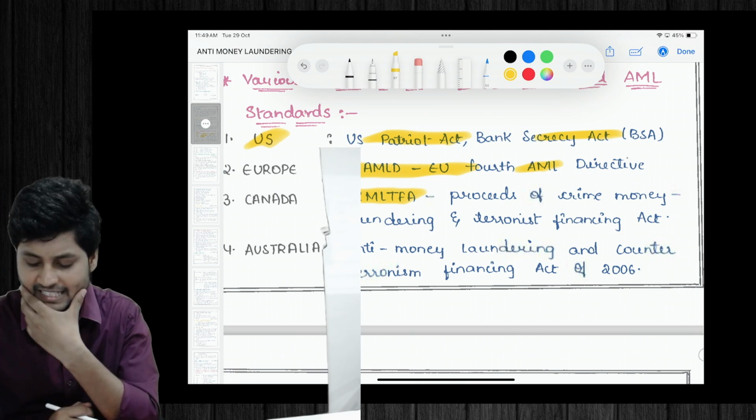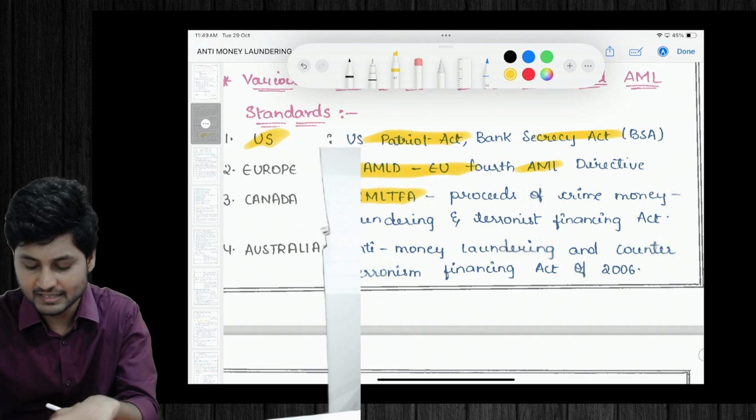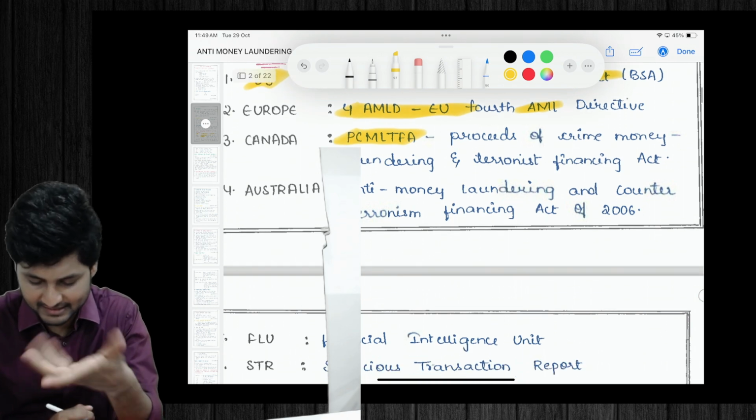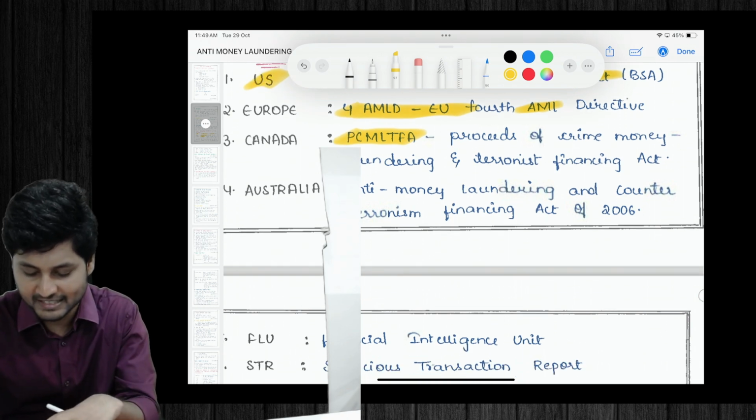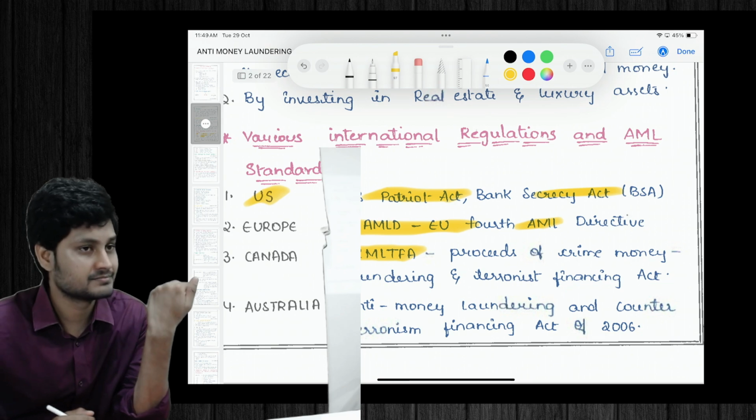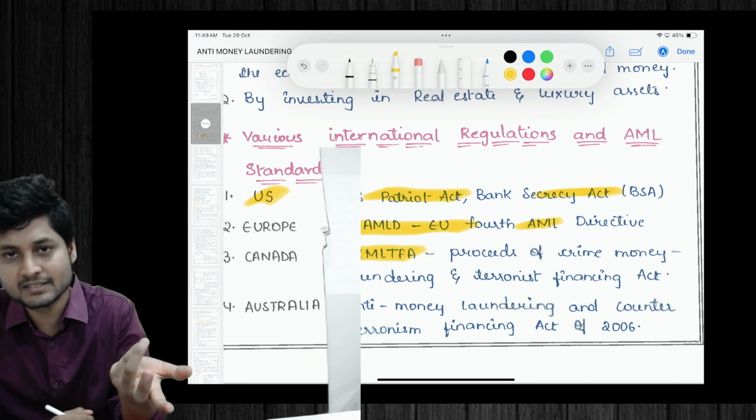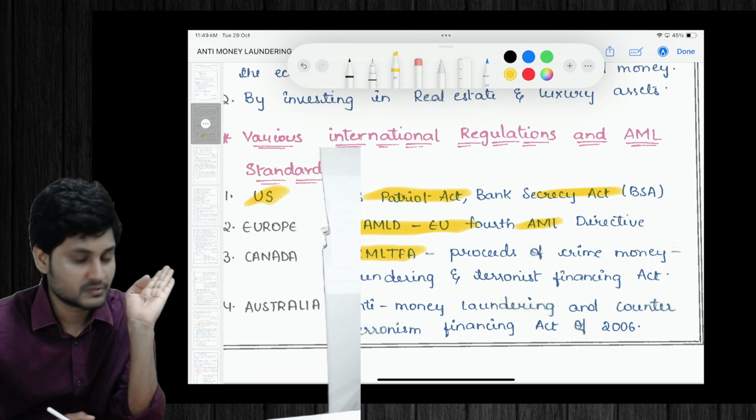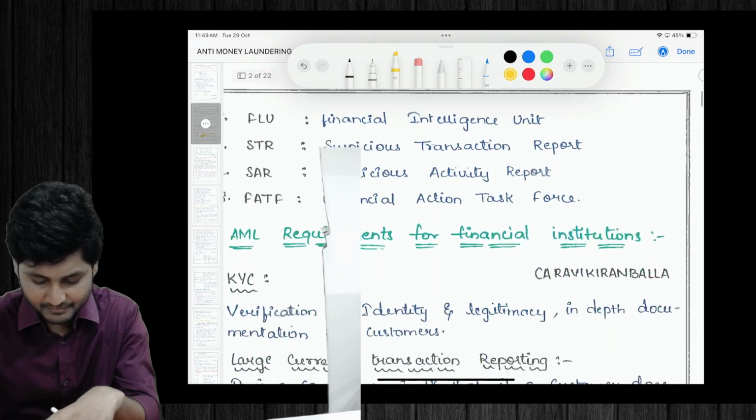So PCMLTFA, Proceeds of Crime Money Laundering and Terrorist Financing Act. Australia, it is also given, the 2006 Anti-Money Laundering and Counter-Terrorism Financing Act. So what is this list? Every country came up with certain anti-money laundering measures and it is named. Okay, so you can read that list.